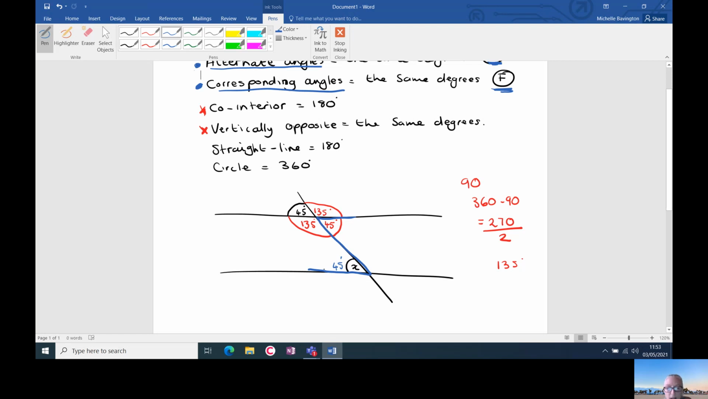Oh, I bet you what. What about if they put Y? Well, we can find out Y now, can't we? Straight line. 180 minus 45 equals 135. Hold on, I can find out this. It must be 45. Vertically opposite. So we can do absolutely loads. But the main thing is, remember, it's all to do with this splitting line here.